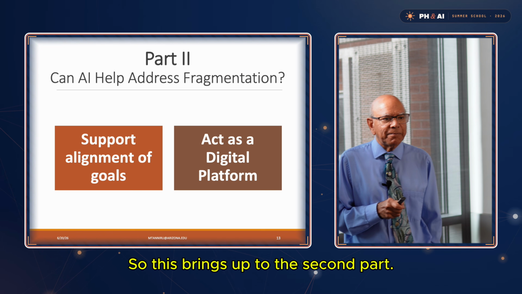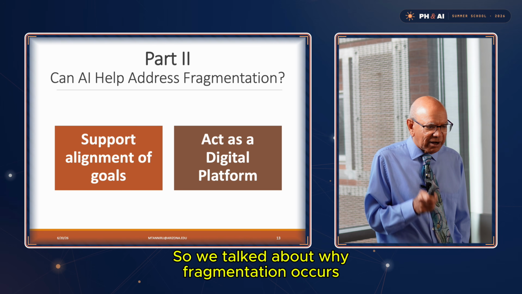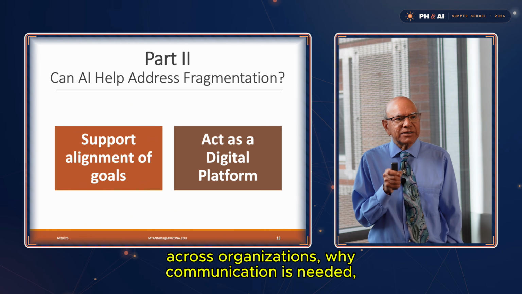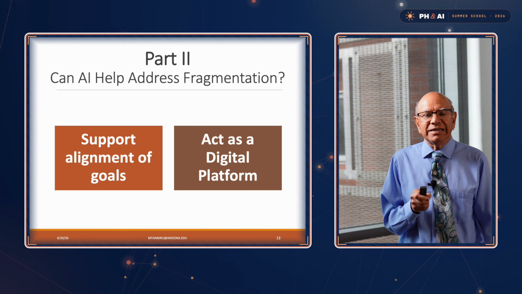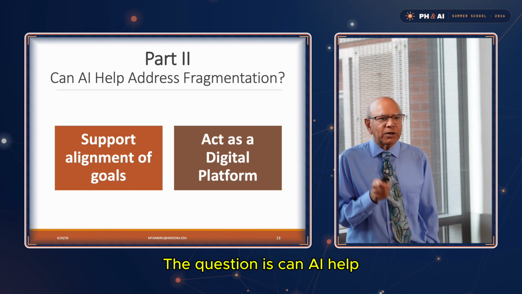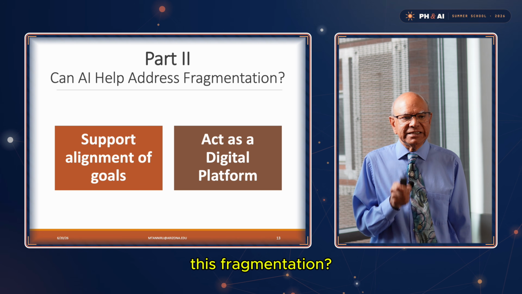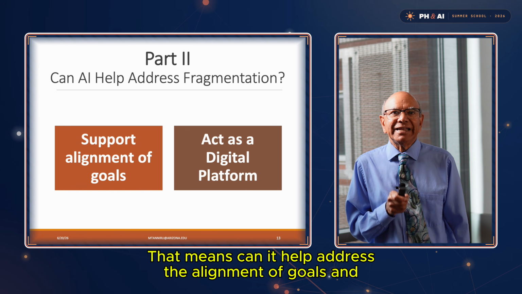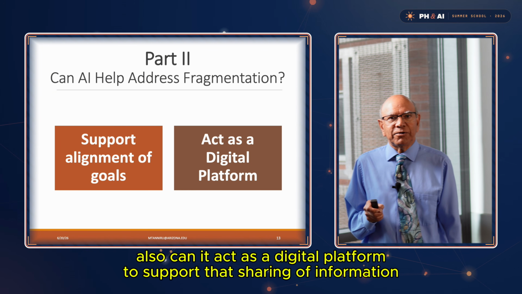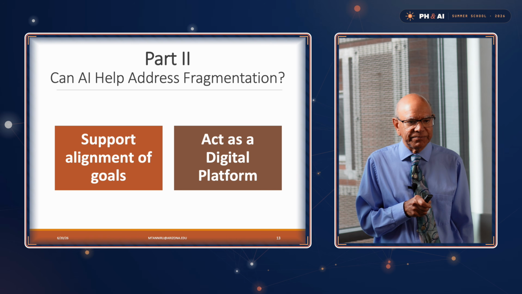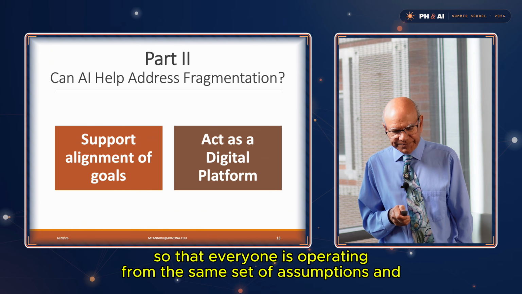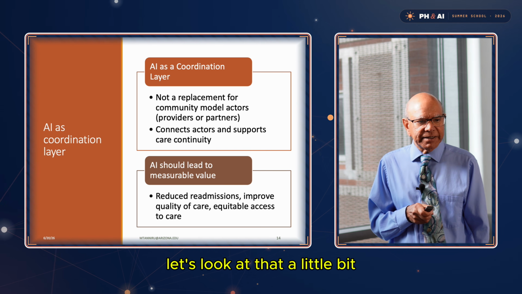So this brings us to the second part. We talked about why fragmentation occurs across organizations, and why communication is needed, because we want to improve collaboration among the parties. The question is, can AI help with this fragmentation? That means, can it help address the alignment of goals? And also, can it act as a digital platform to support that sharing of information so that everyone is operating from the same set of assumptions? Let's look at that a little bit.